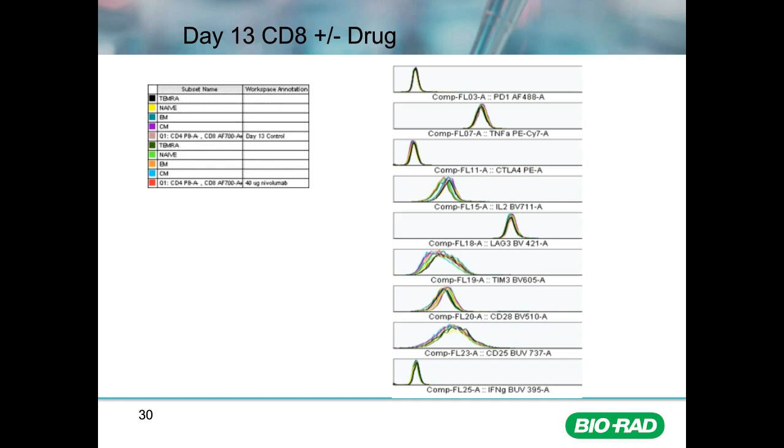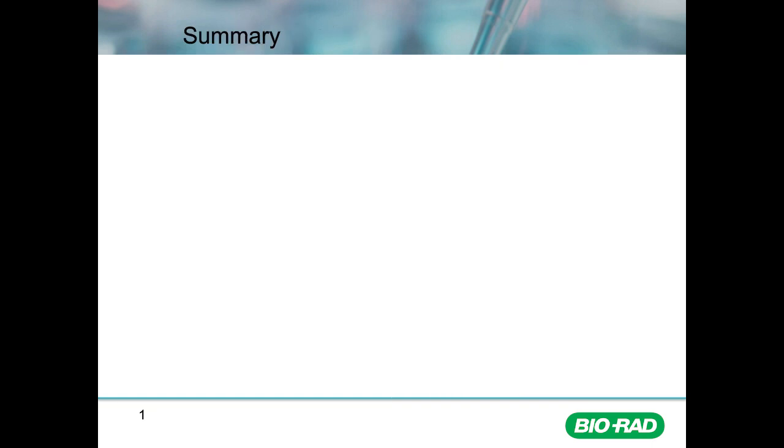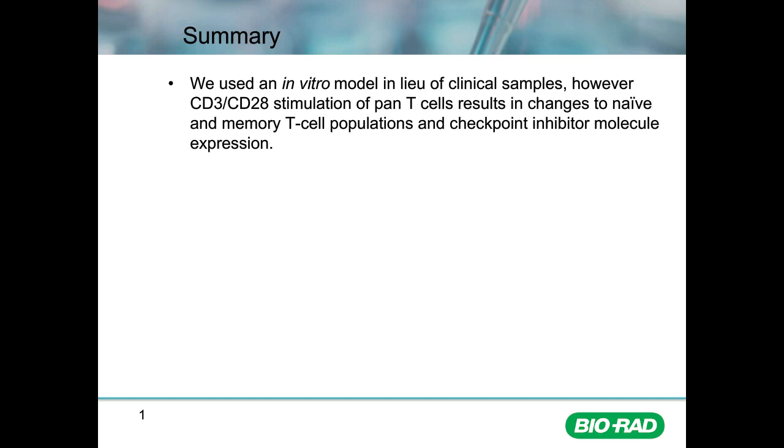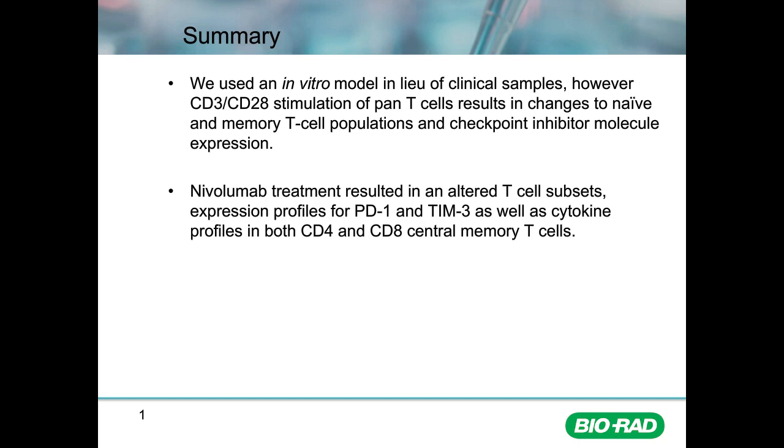In summary, we used an in vitro model of T cell exhaustion in lieu of clinical samples. Chronic CD3, CD28 stimulation of pan-T cells resulted in changes to naive and memory T cell populations, as well as altered expression of checkpoint inhibitor molecules. Nivolumab treatment resulted in altered T cell subpopulations, and within the CD4 and CD8 T cell central memory, there were differences in PD-1, TIM3, and cytokine expression.